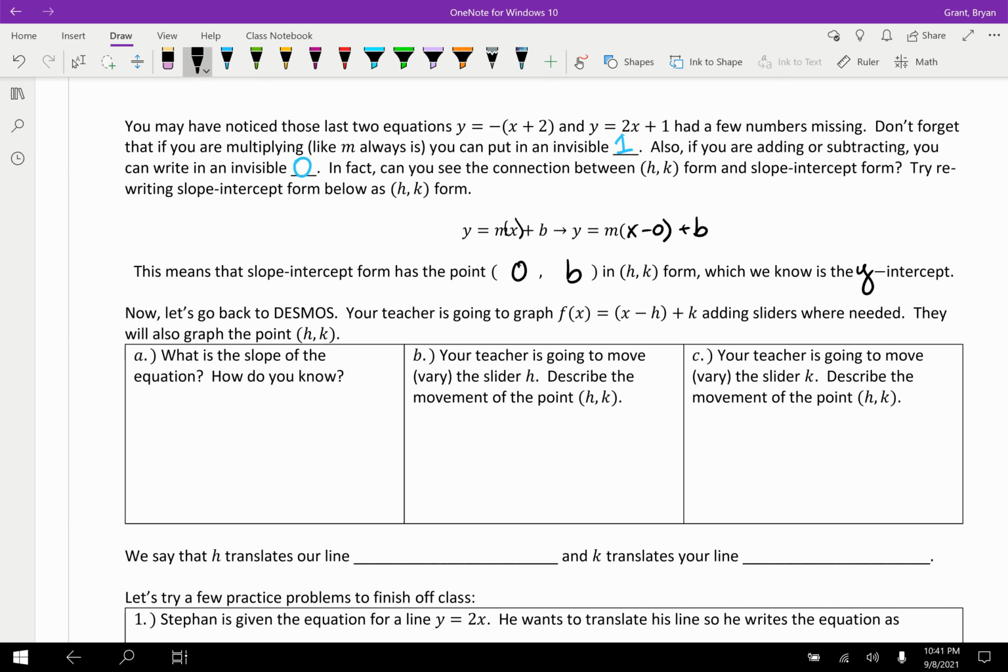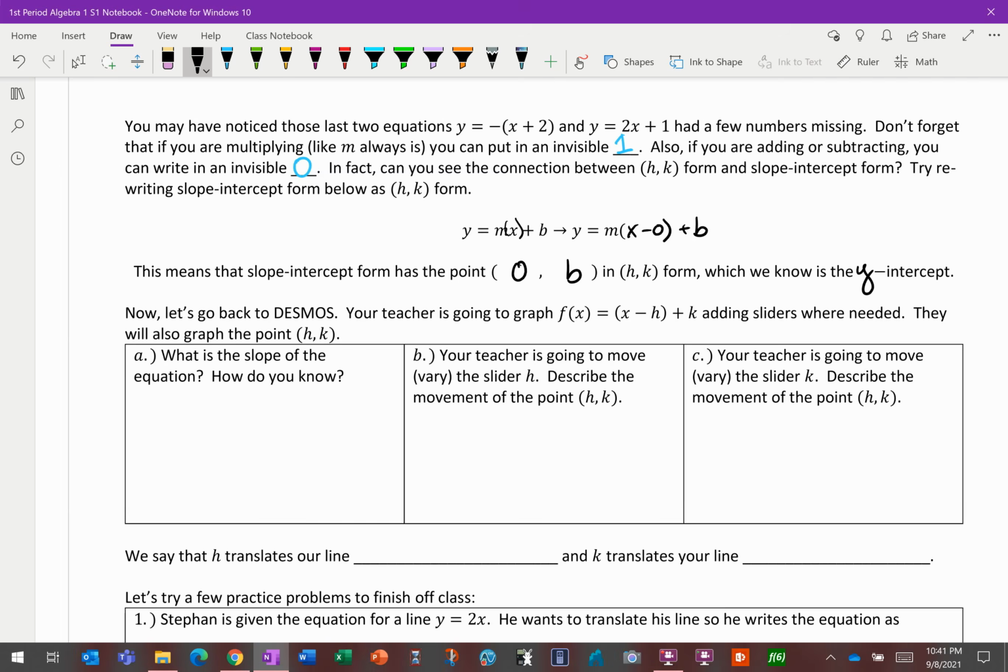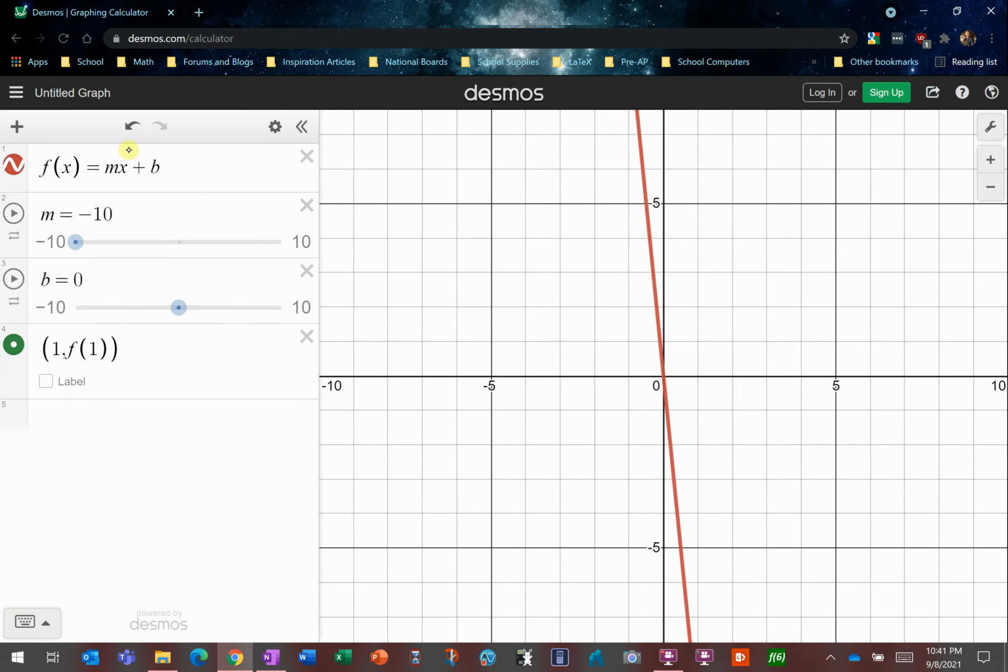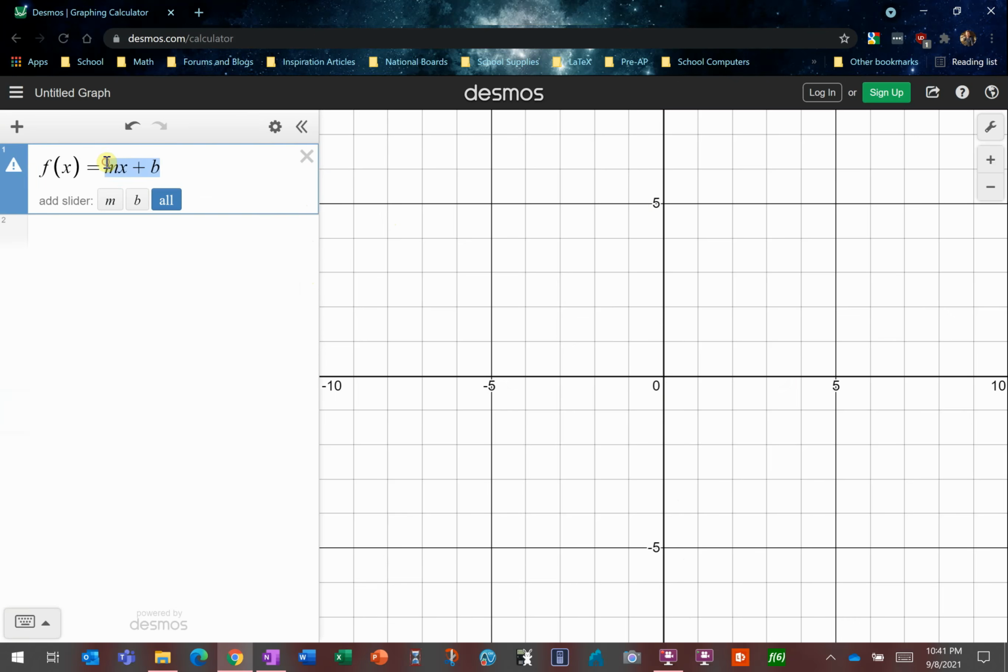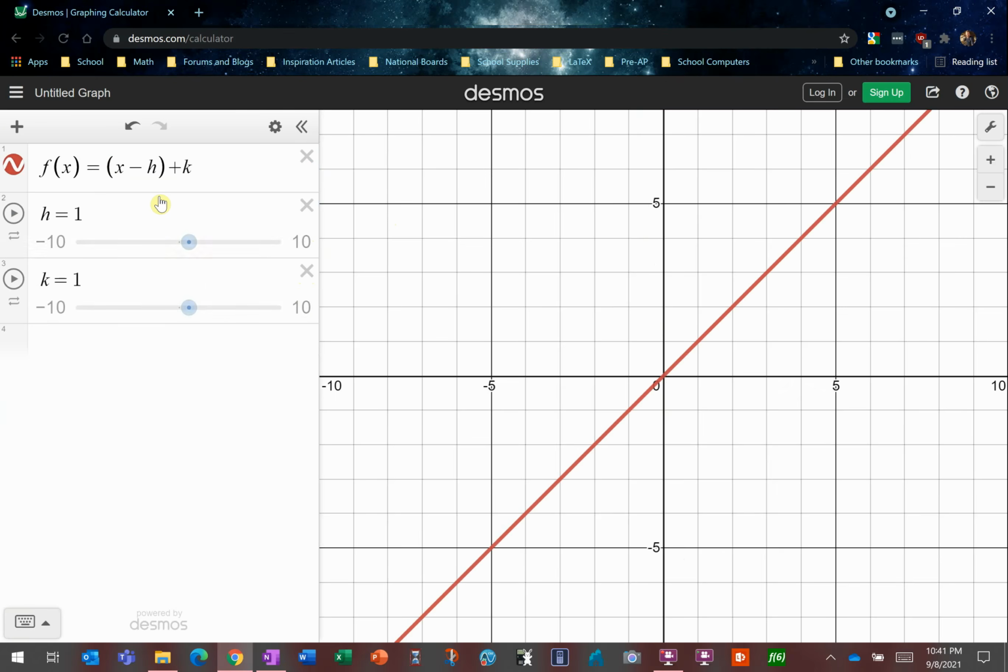All right, now we're going to go ahead and jump back to Desmos. All right, and I'm going to switch up what we had graphed before. Instead of looking at slope-intercept form, we're going to look at HK form. Okay, so I'm going to probably clear most of this out, and we're going to get this HK form in. So we're going to do x minus h plus k, and I meant to delete the rest of these. There we go. I'm going to add sliders for both h and k.